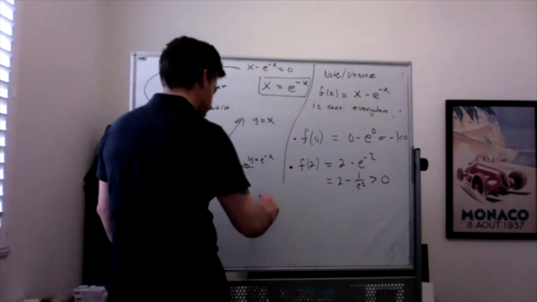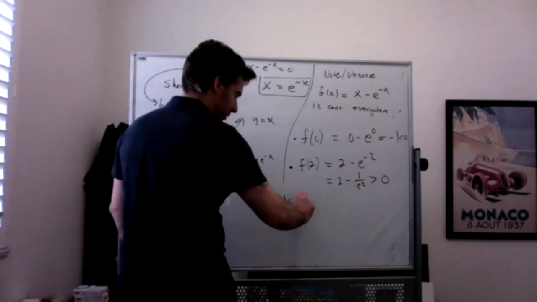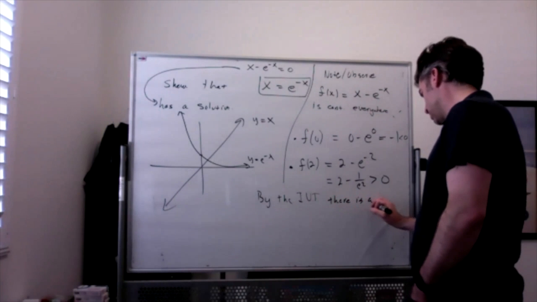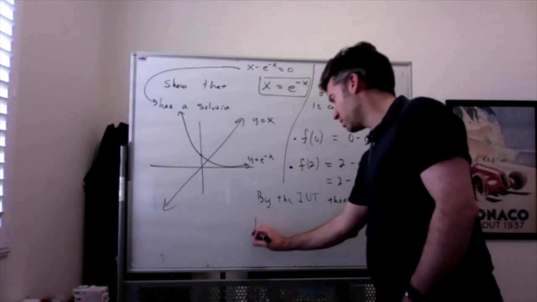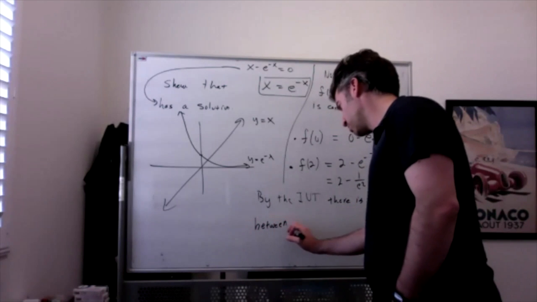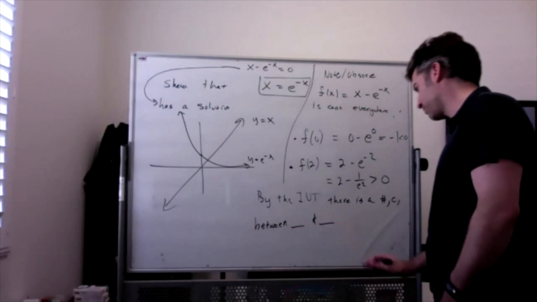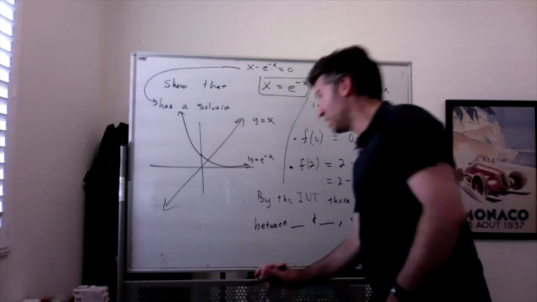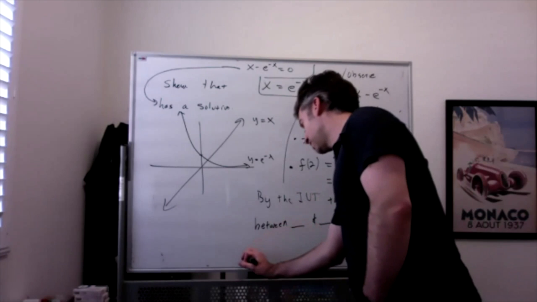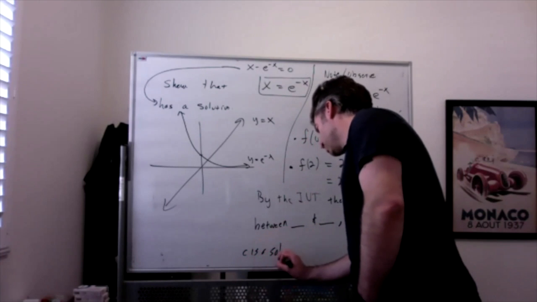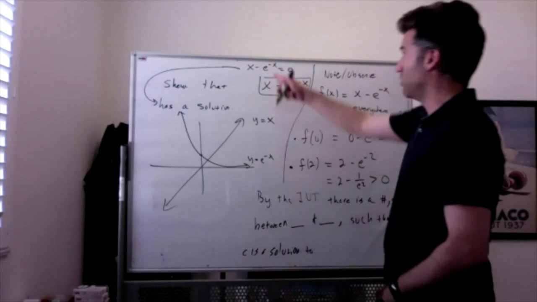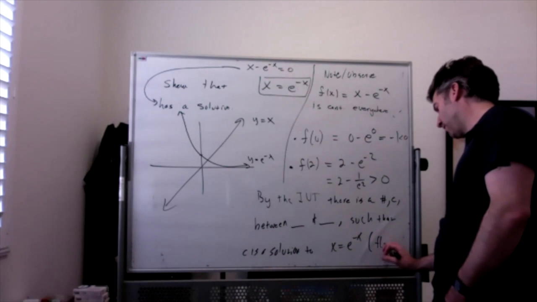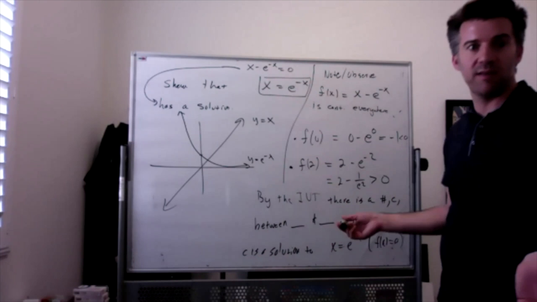Then we should say something like, by the intermediate value theorem, there is a number, we call it c. c is between blank and blank, such that you can either say f of c equals 0, or you can also say that c is a solution to your original equation, x equal to e to the negative x, or f of x equals 0, whatever you want to write. You're just saying that there's a solution.